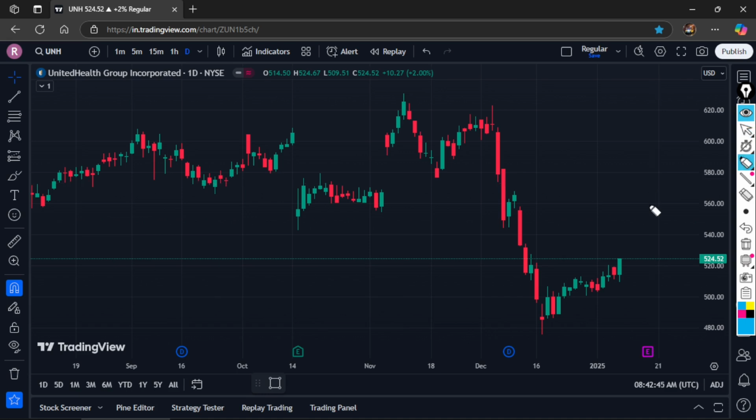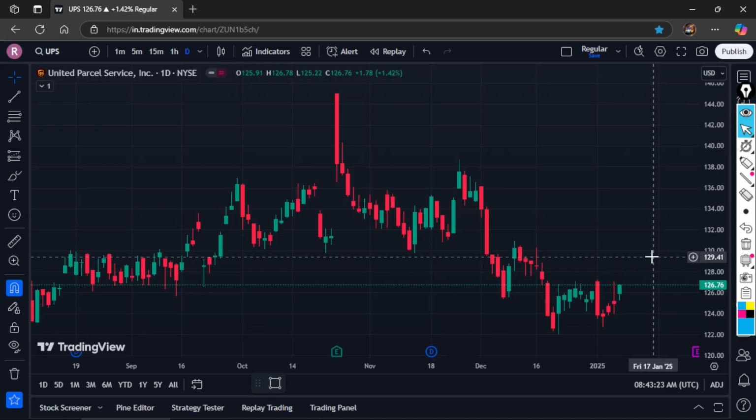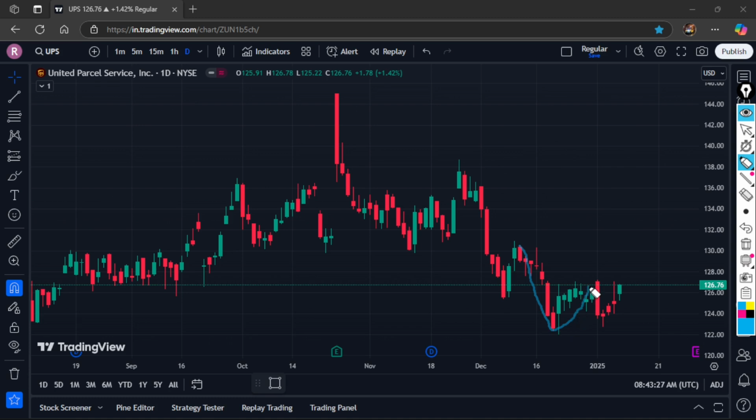Here in UNH we are just going to wait. Here you can see that price is trying to recover, so we are just going to wait. And here you can see there is a space that it can try to go upside, so we are just going to see how it works or not. Here in UPS we can see that again the price is trying to do recovery, so we are just going to wait here. If it tries to go upside, then we can plan a trade here also.